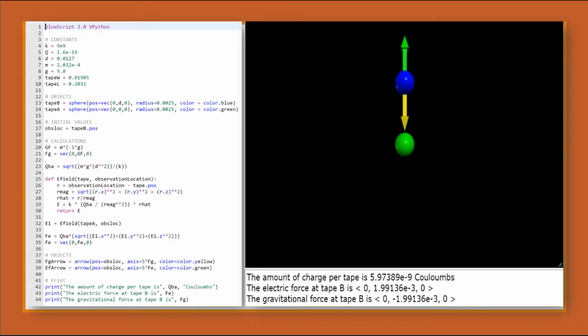Here is the code from Lab 1. I explain it in more detail in the previous video if you want to go check that one out. But here, I'm just showing that the gravitational force and the electrical force are both equal but opposite, because in order for the top tape to float, these magnitudes have to be the same.